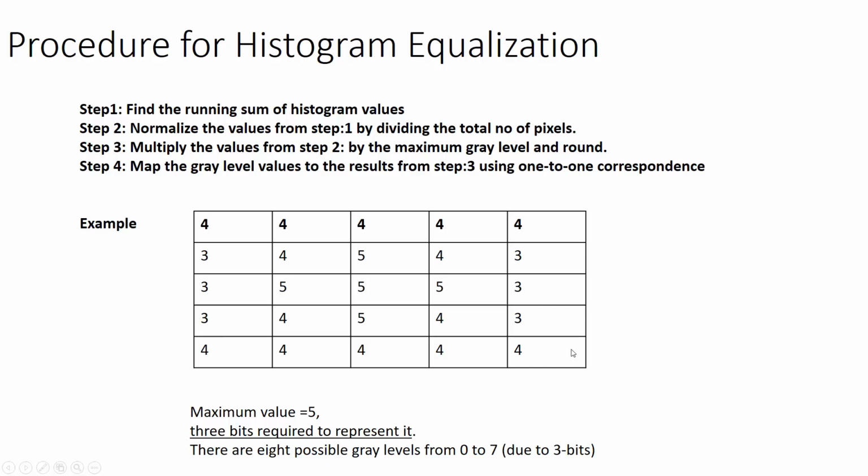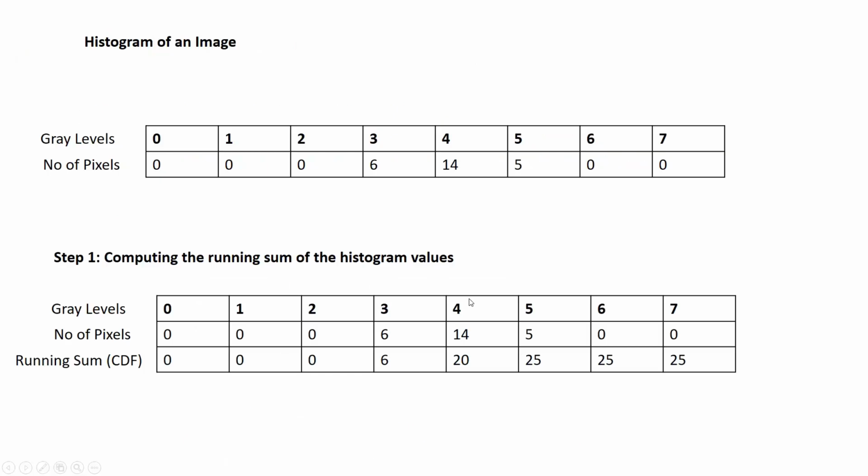For example, this is an input image, which is a poor contrast image. As you can see, the maximum value is 5, so you need a minimum of 3 bits to represent it, and the gray values will vary from 0 to 7. Now step number 1: first we have to form a histogram of the image. So gray level varies from 0 to 7.